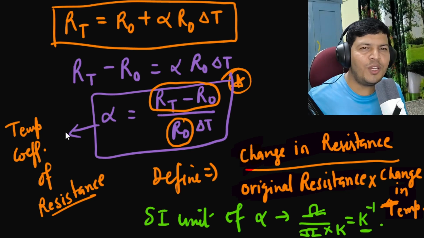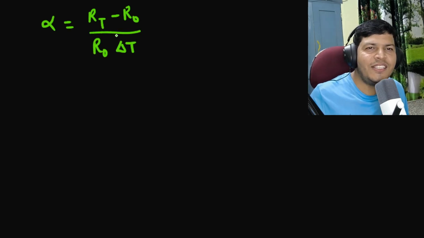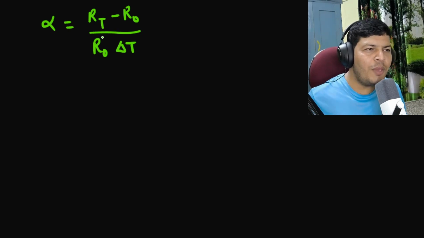This is the unit of alpha. What is alpha? Alpha is temperature coefficient of resistance. Now let's do a few more things with this alpha. Let's write down the formula of alpha. So alpha is RT minus R naught divided by R naught into delta T. So this is alpha. Now from here I want to find out the value of alpha.